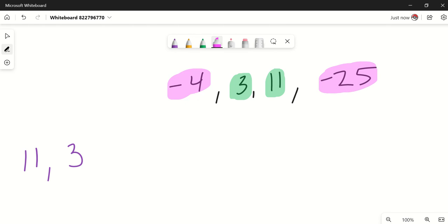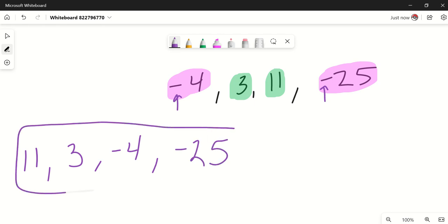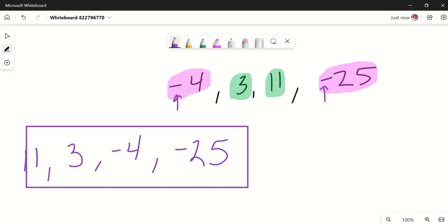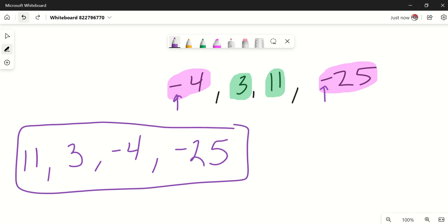And remember, just because 25 is bigger than 4, or just looks bigger than -4, the negative symbols change the outlook. So -4 would be the next biggest number, and then -25 is the smallest number. So from greatest to least, because that was the directions, is 11, 3, -4, and -25.